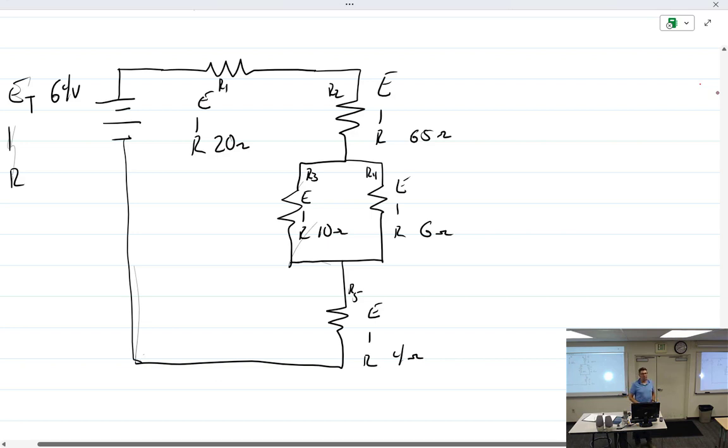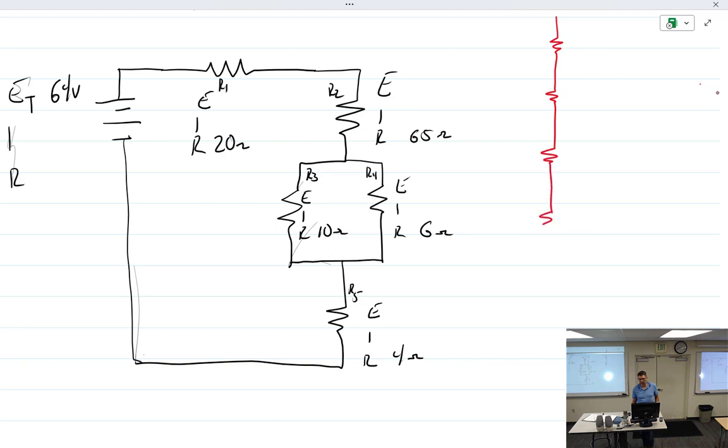Good? Everybody's got it drawn? Ready for our next step? How many drawings do we need? One more. That's all we need. And what's it going to look like? Series. How many elements? 4 elements. So we're going to have R1, R2, R3, R4, and R5.